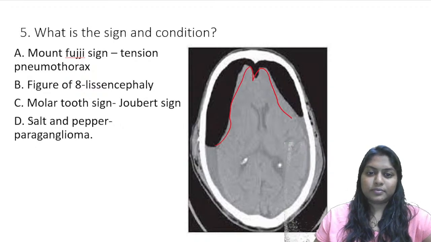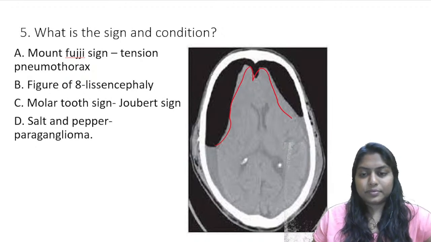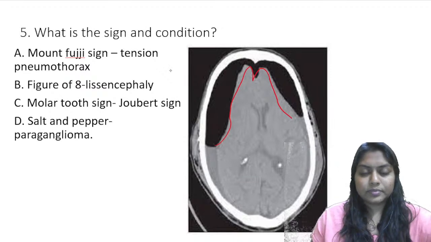So here option A is correct, Mount Fuji sign is the proper option, and you don't say right away that tension pneumothorax is properly matched. Give a small pause of 5 or 6 seconds and then proceed. When the audience number is big, you need to check the chat box option.